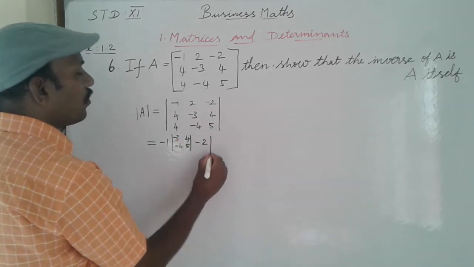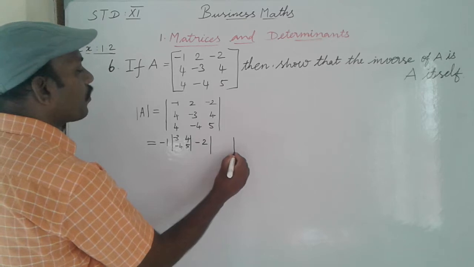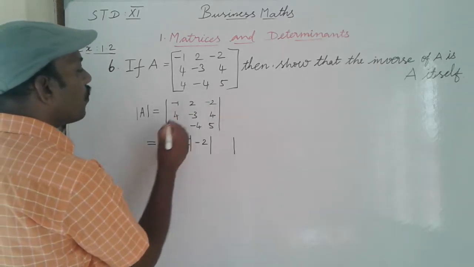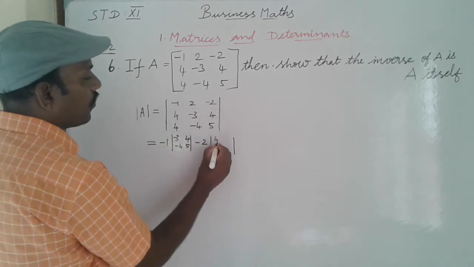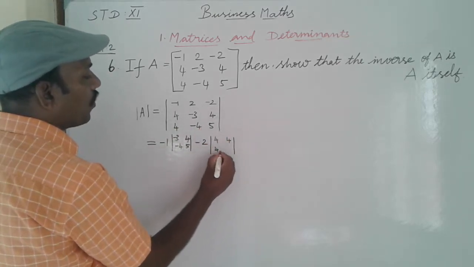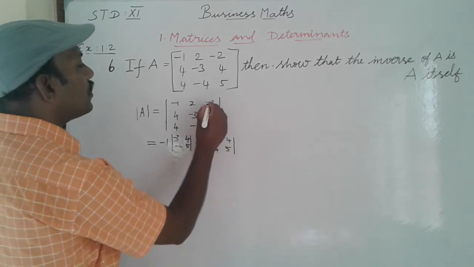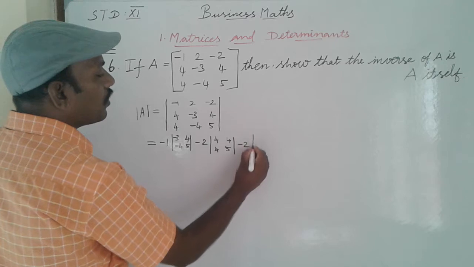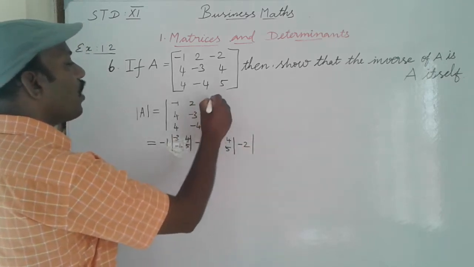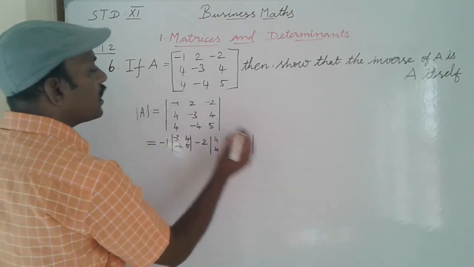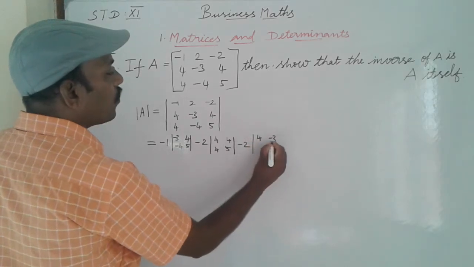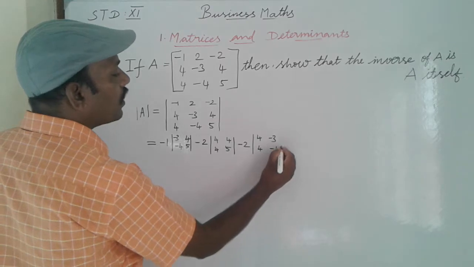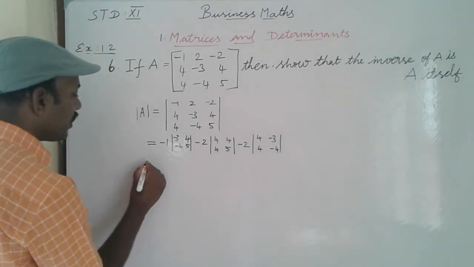2 times the determinant of the remaining row and column elements, 4, 4, 4, 5. Next, minus 2 times the determinant of the remaining row and column elements, 4, minus 3, 4, minus 4. We should find this value.